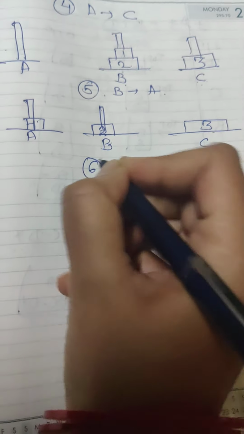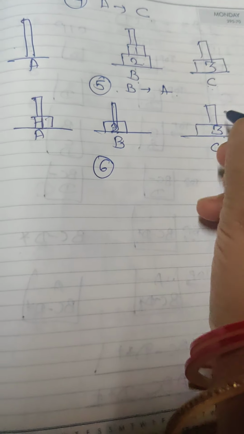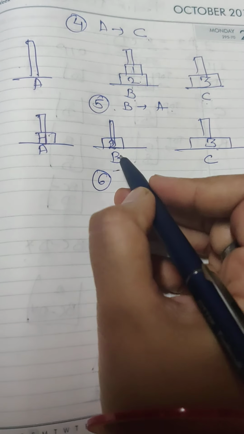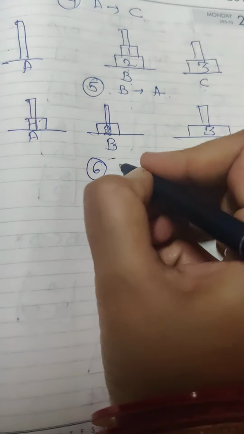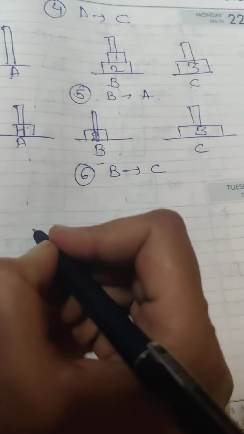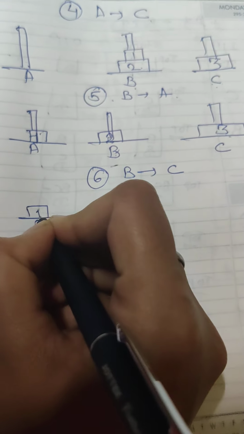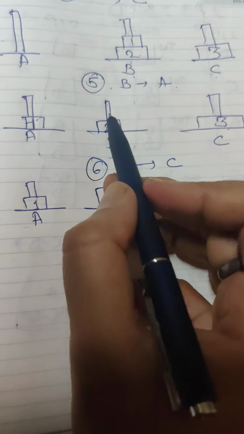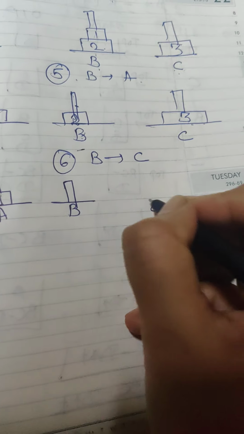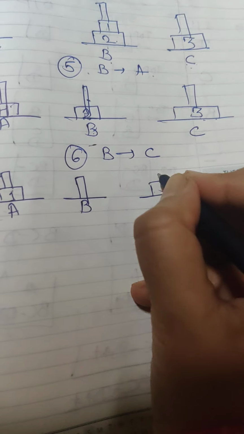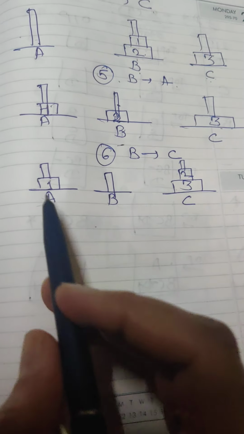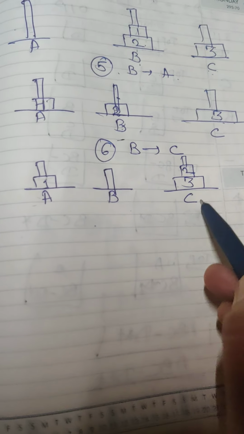So in the sixth step it will be B to C, where we will be moving the disc 2 upon the 3, that is we will make the movement from B to C. So A will have the disc 1. Now B will have nothing because we are moving the disc 2 to C, and C is having 3 and 2 discs. So in the sixth step we are having the first number in A, B is blank and C is 2 and 3.